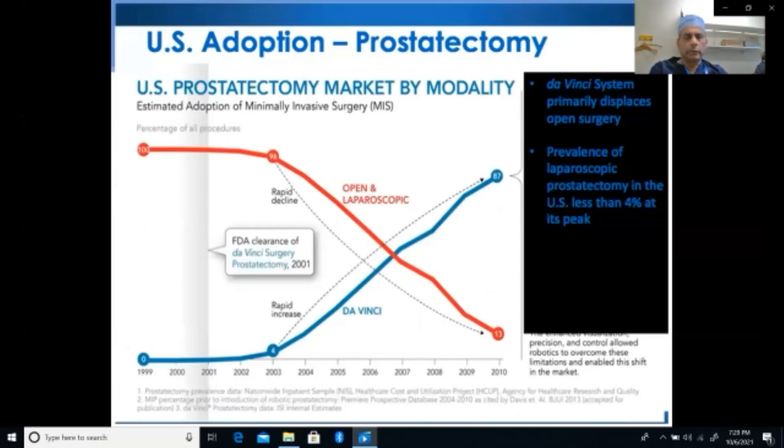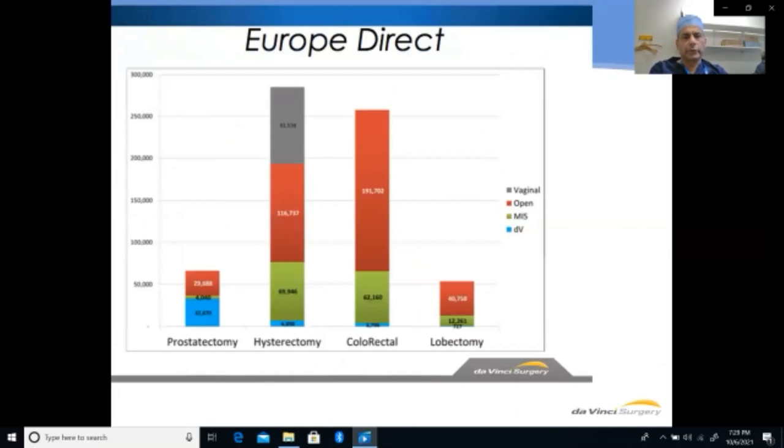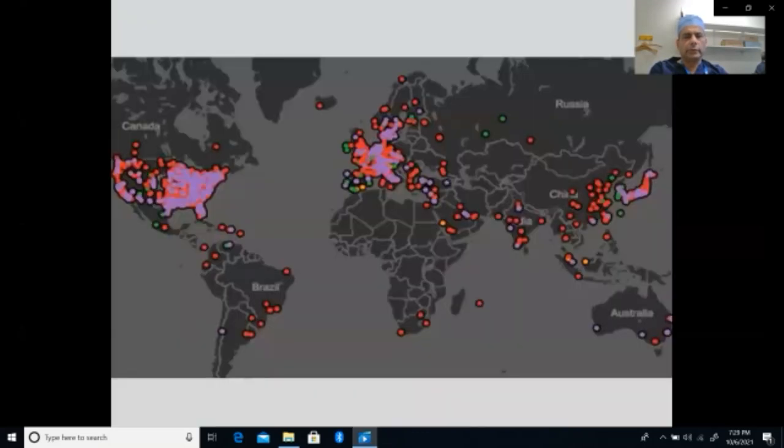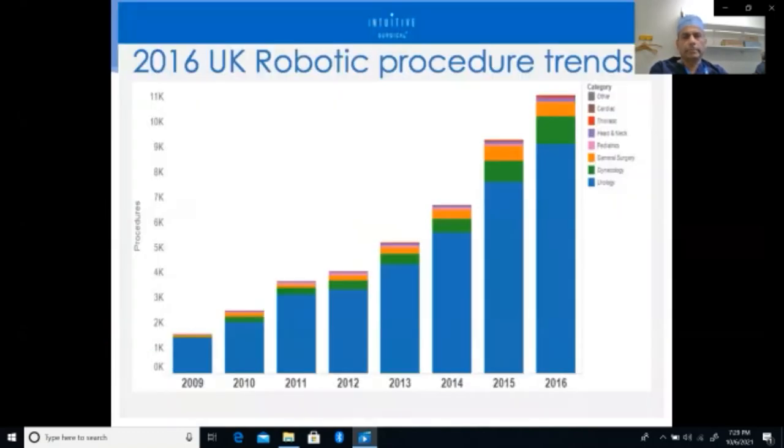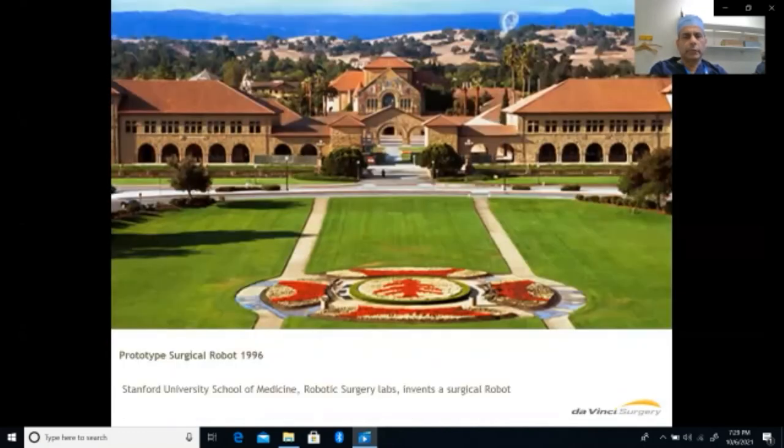Slowly, laparoscopic prostatectomy has gone out, and robotic prostatectomy has taken over. In the same way in Europe, you can see there are robotic centers now all over the world. I think one in Karachi as well. So I'll skip these guidelines, and a few more slides.